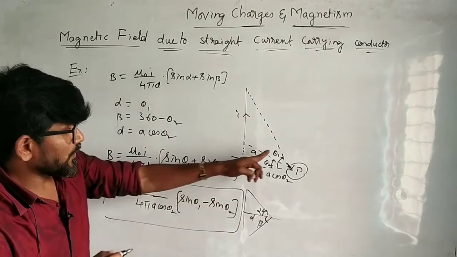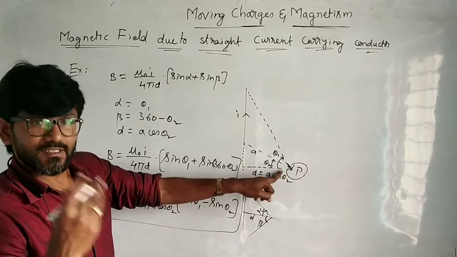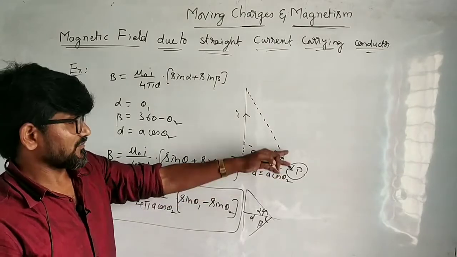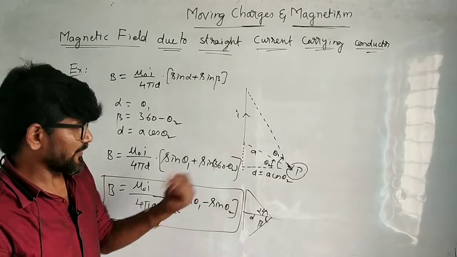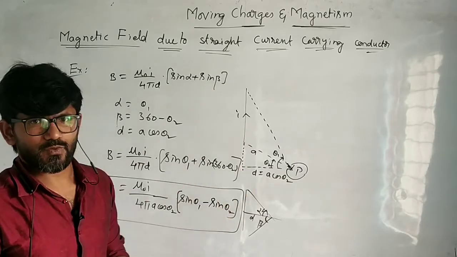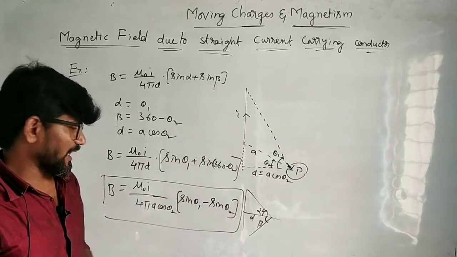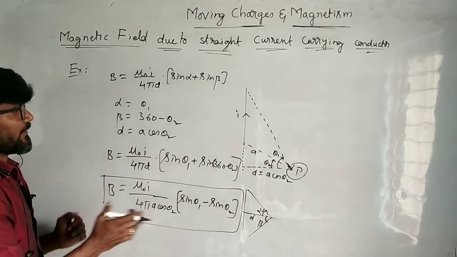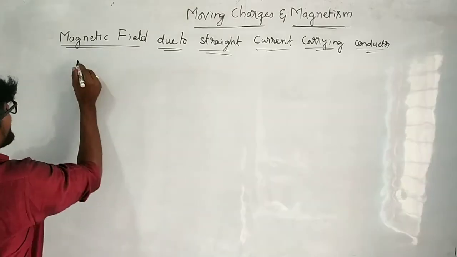Here theta 1 can be 60 or 45 or 30, whatever it is. Theta 2 also in the same way can be any angle. Yes, have a note of this. Special cases.